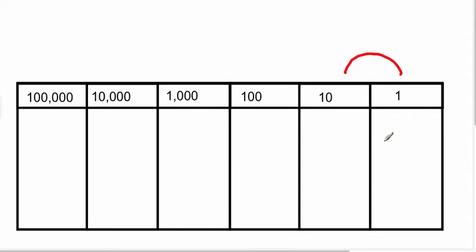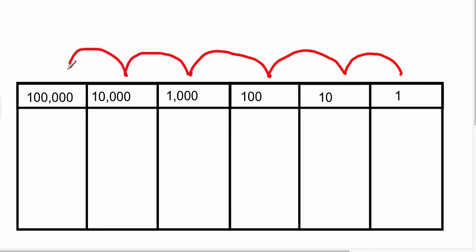So 1, 10 times will give us 10. If we have 10 groups of 1, we have a 10. 10 times will give us 100. If we have 100 10 times, we get 1,000. If we have 1,000 10 times, we get 10,000. And 10,000 10 times gives us 100,000.